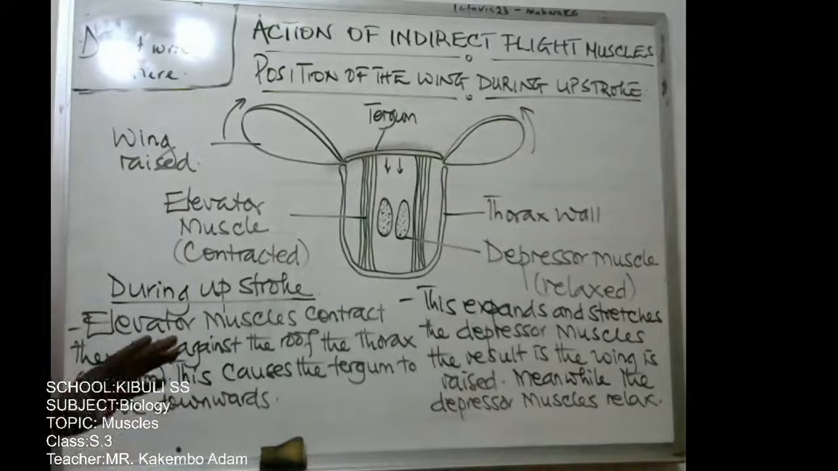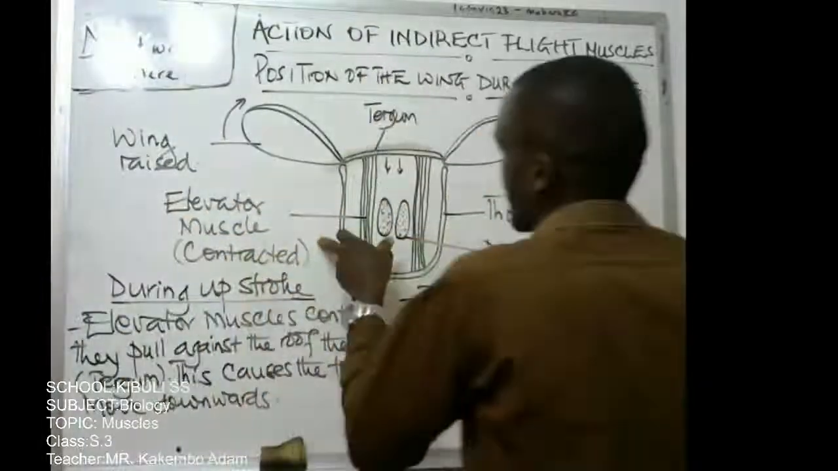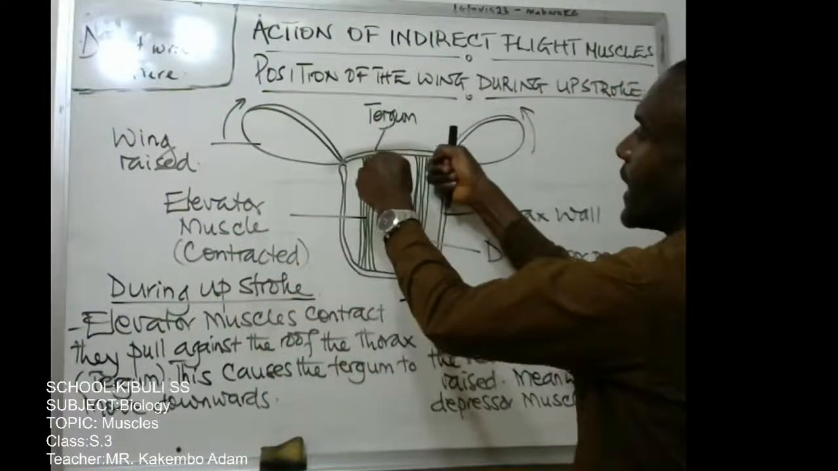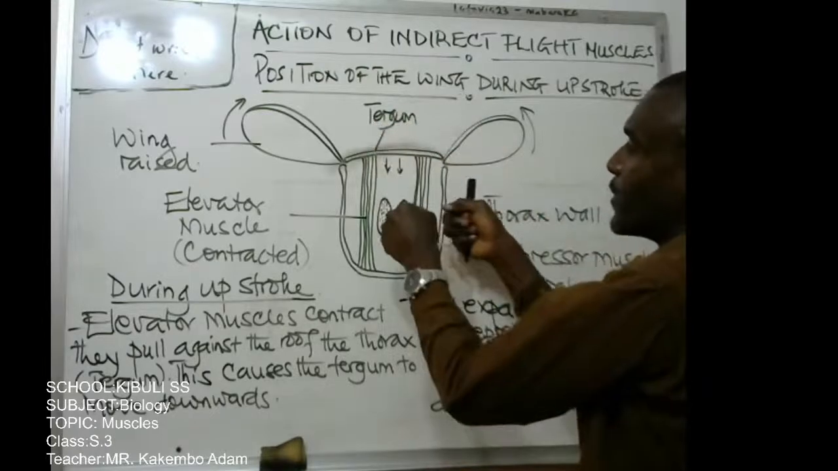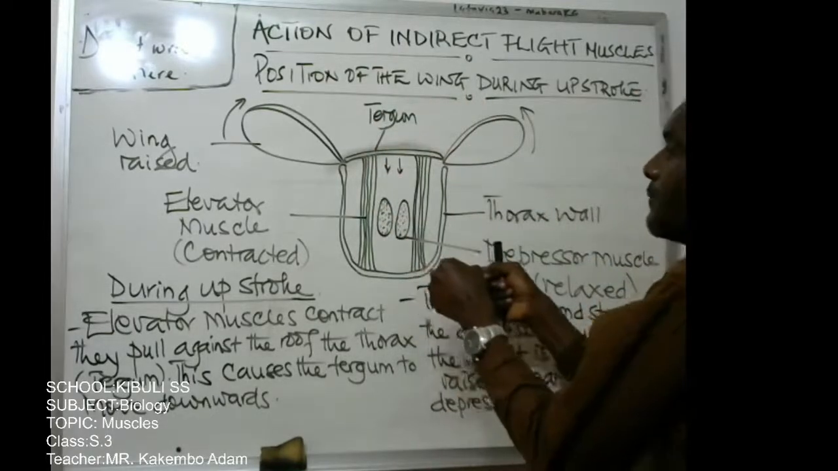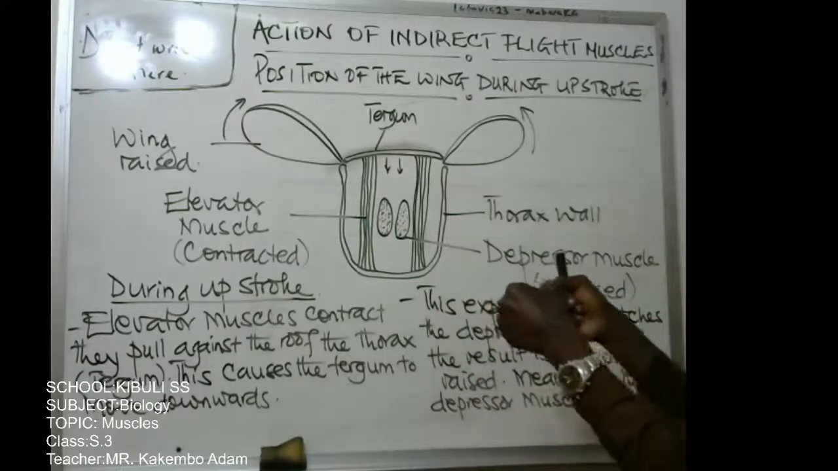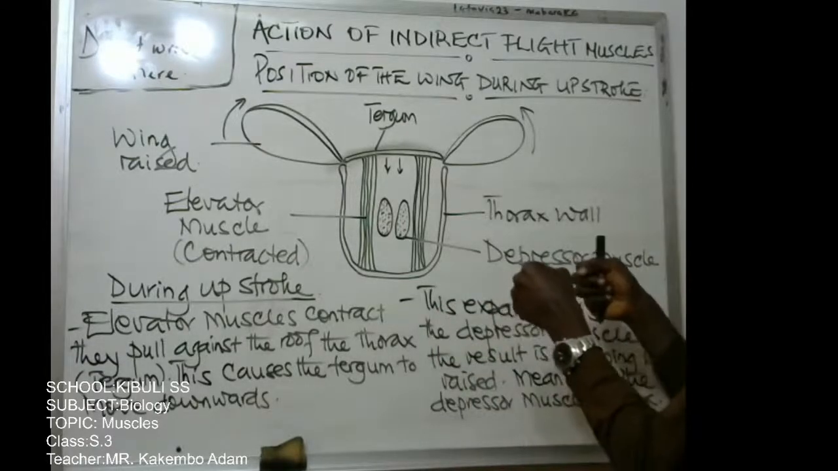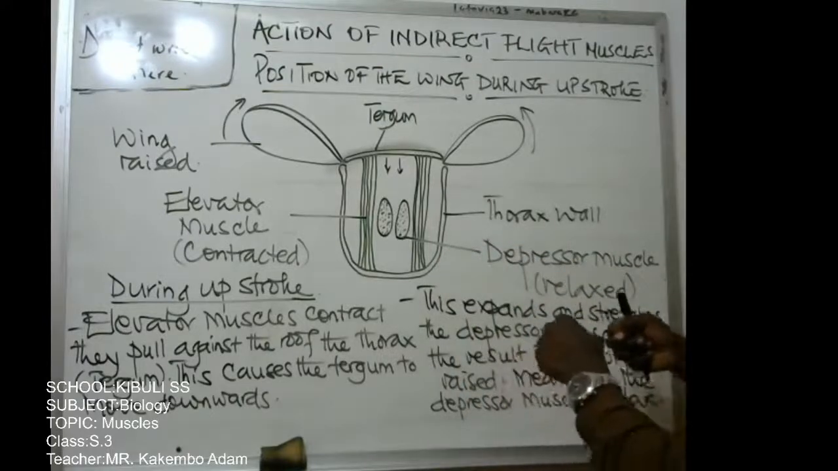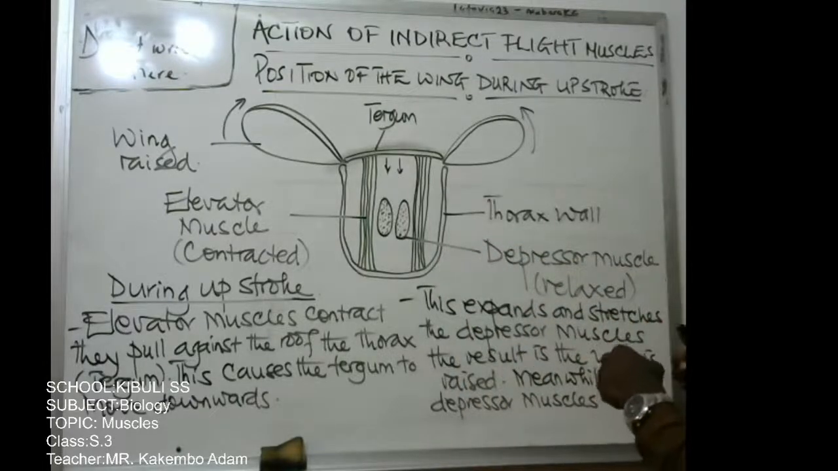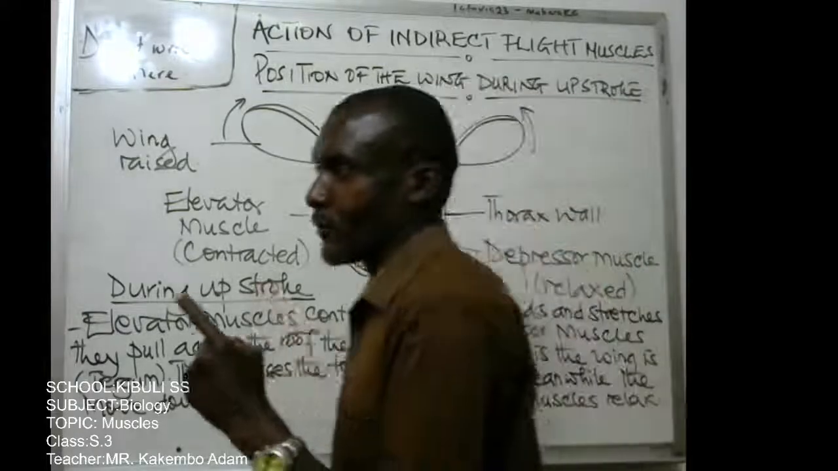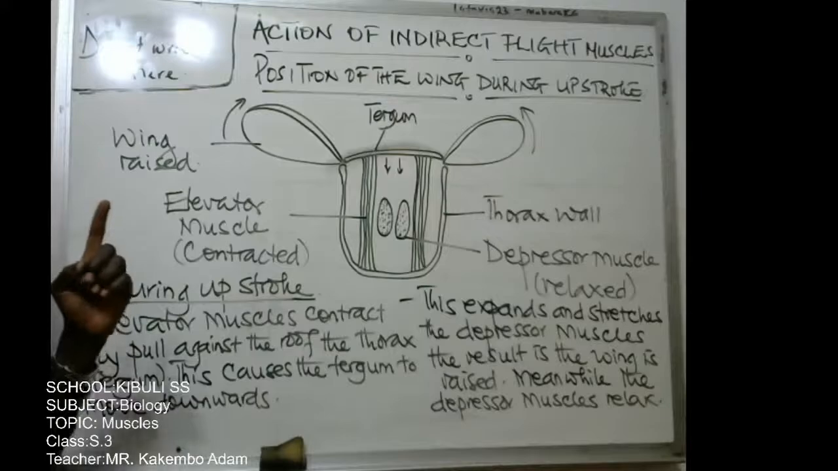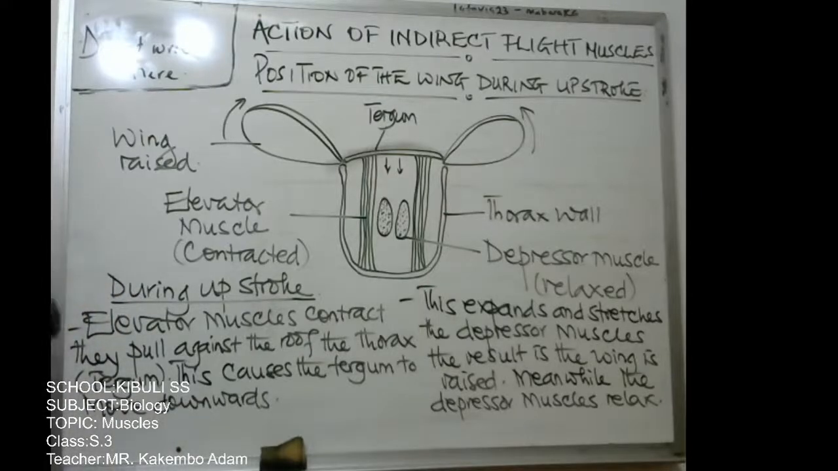That is the first phase. To lift the wing upwards, elevator muscles contract. When they contract, they pull against the rooftop or the tergum. Pulling the tergum downwards means exerting more pressure on the depressor muscles, so the depressor muscles become expanded and more stretched. The result is the wing is raised and the depressor muscles remain in a relaxed state. That is one stage of using the indirect flight muscles during flight.